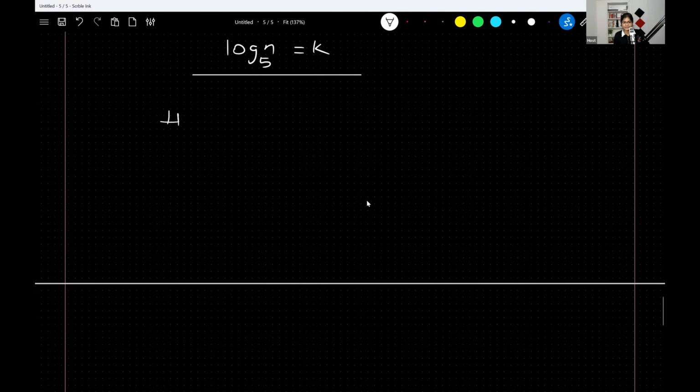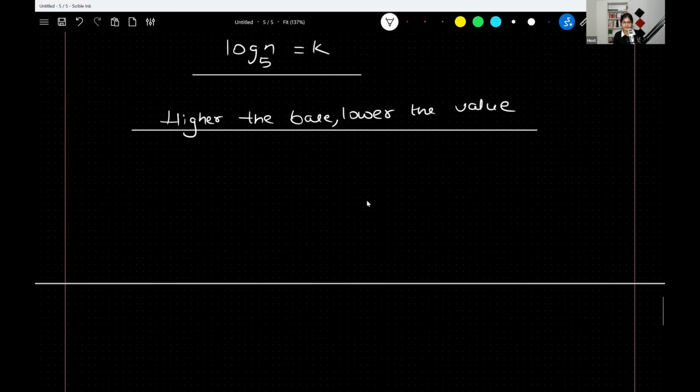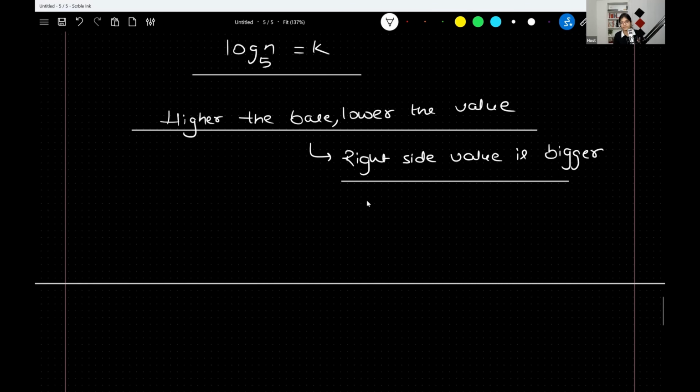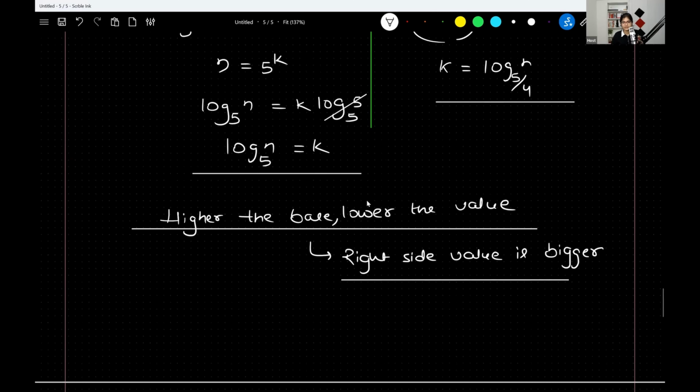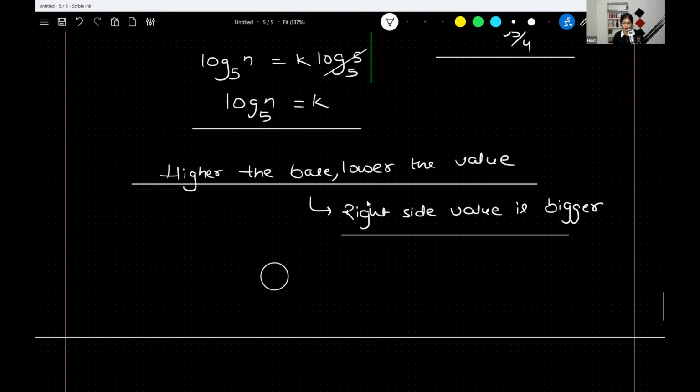I have written this line so many times: higher the base in logarithmic, lower the value. Remember this thing. So it means the right side value is bigger. So what you will do? Your time complexity will become big O of number of levels into n.